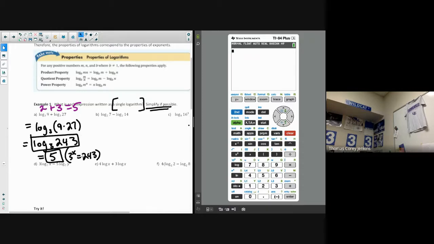Okay, let's look at B. Log base 2 of 7 minus log base 2 of 14. Now notice we couldn't really do that same thing here, right? Because 2 to what power equals 7? We don't know. So in this case, we would have to write it as a single logarithm and then go from there. So remember, when you subtract exponents, that's equivalent to dividing powers that have the same base. So this would be equivalent to log base 2 of 7 over 14. And then we can just reduce that to 1/2.